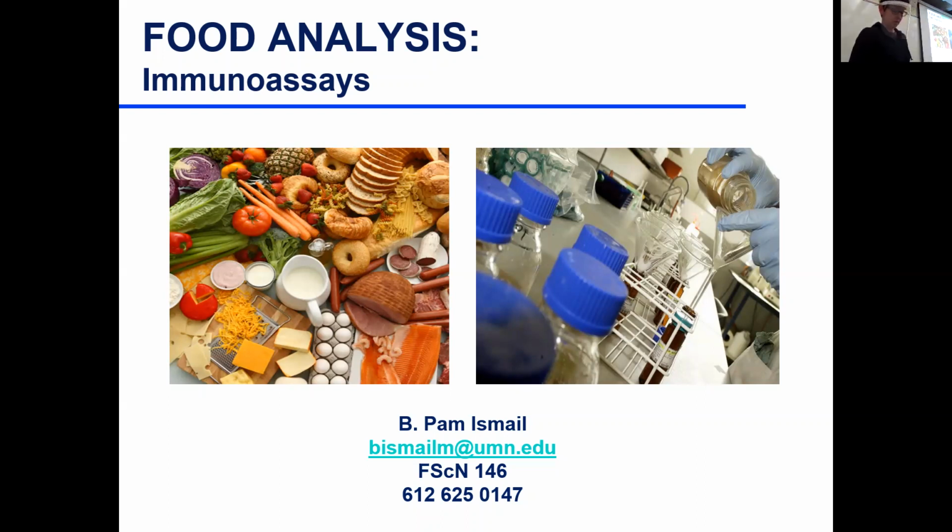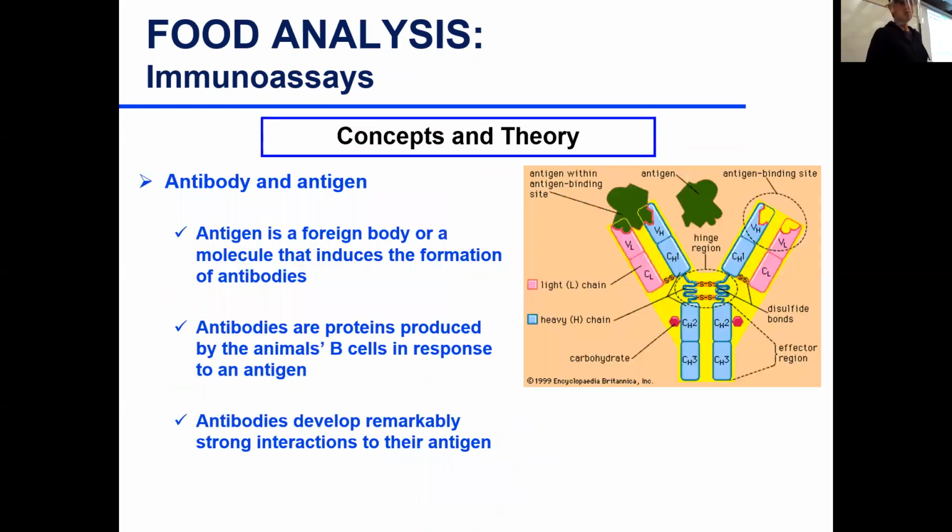Semester is over. Okay, so immunoassays is the topic of today's lecture. Just a little bit of background information on concept and theory. Immunoassays are based on interactions of antigens and antibodies. Antibodies basically are proteins made up of protein polymers.